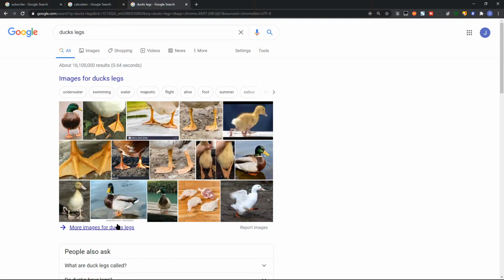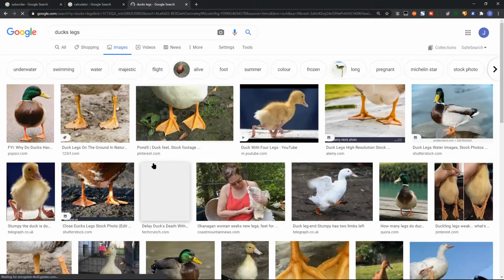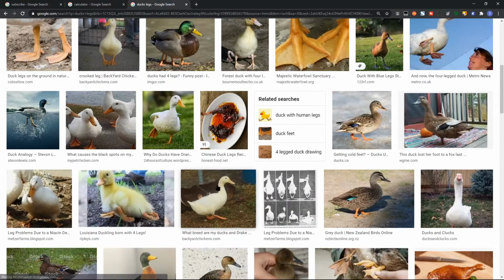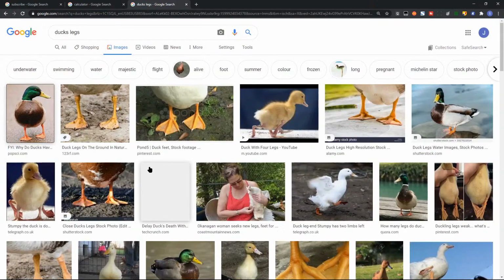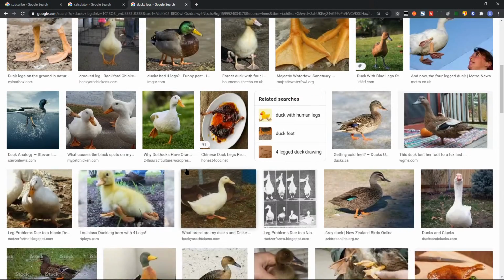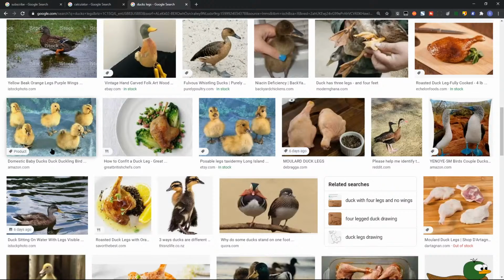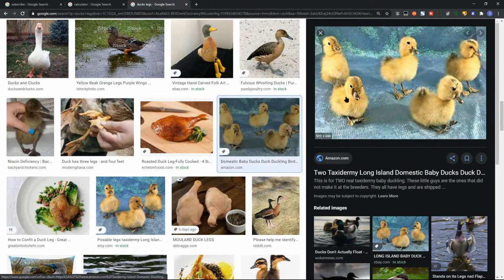And see if we have more ducks. Let's say if we have more ducks. See here. Scroll down a little bit. Okay, see here. This is a good picture. 5 ducks. Now how many legs? Maybe you can count 10 legs, right?